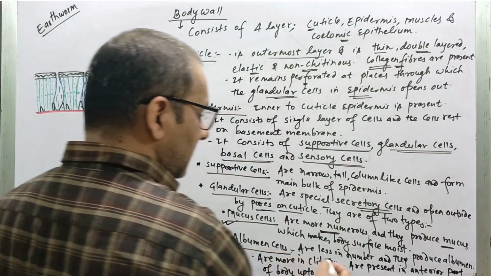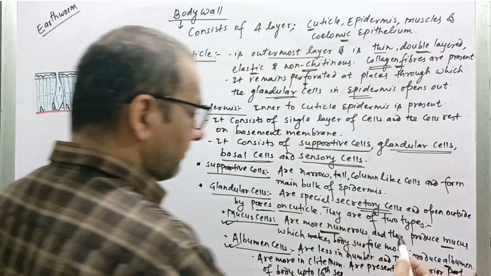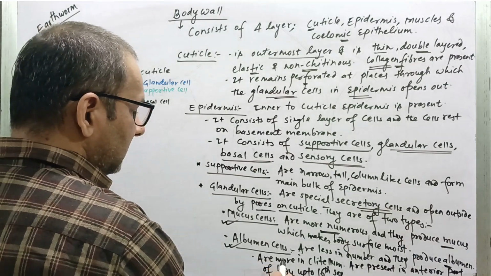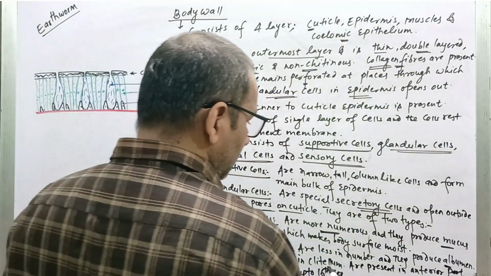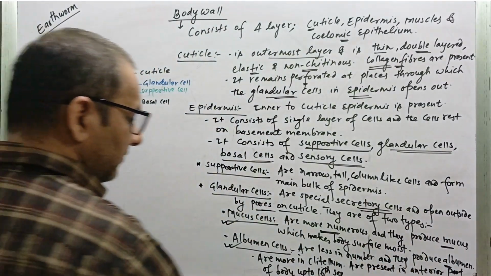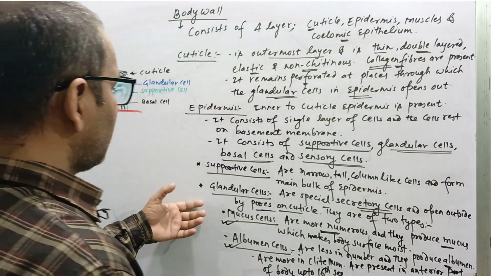The albumin cells are less in number and they produce albumin, the nutritive substance. The number of albumin cells is more in clitellum and they are present only in the anterior part of the body up to the 16th segment. Okay, this is about the glandular cells.